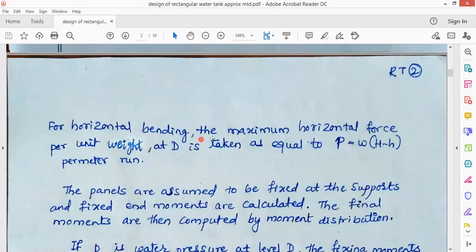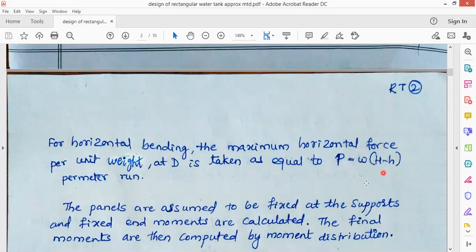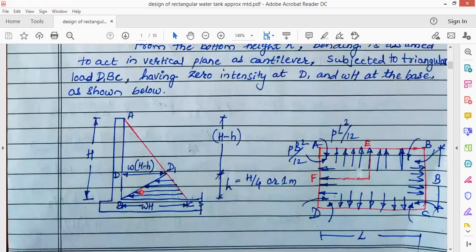For horizontal bending, the maximum horizontal force per unit weight at D is taken equal to P is equal to w into H minus h. That is the remaining portion. This is the distance, or the remaining height, that is total H minus small h, that we are going to consider, and for this the horizontal pressure will be considered, and we are going to design this particular section of the wall.